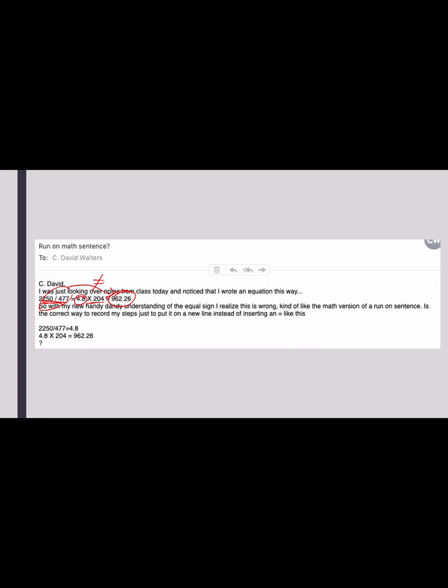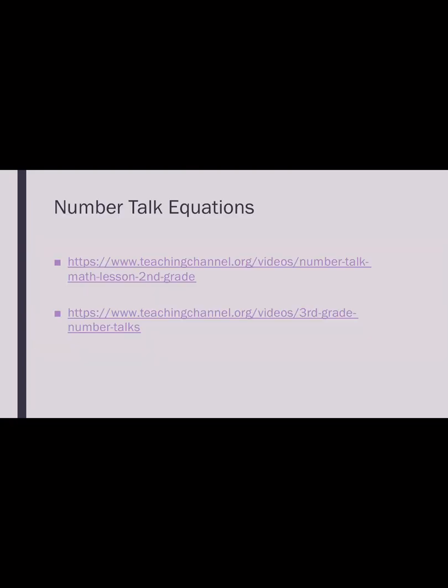So the student continues by saying, with my new handy-dandy understanding of the equal sign, I realized that this was wrong. Kind of like a math version of a run-on sentence. Is this the correct way to record my steps? To just put a new line instead of inserting an equals? Okay. What the student did was demonstrate an equation stack. So yes, that is a good way to show your thinking. Okay, so it's kind of neat that the student actually was thinking about these types of things outside of class.